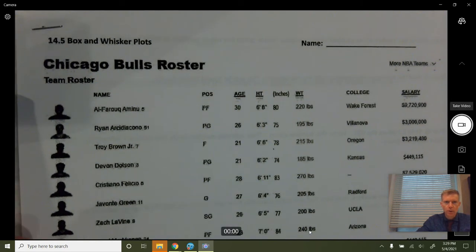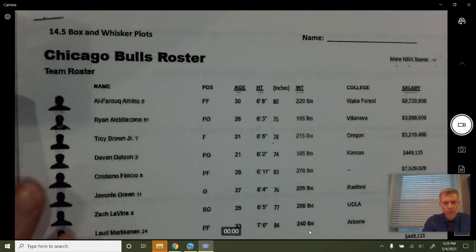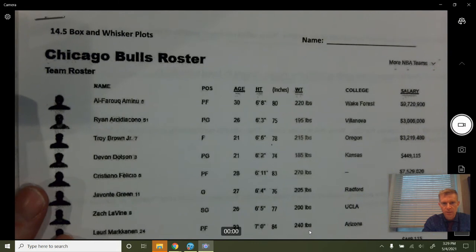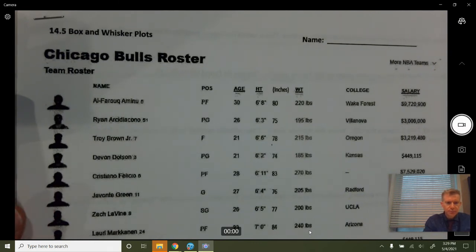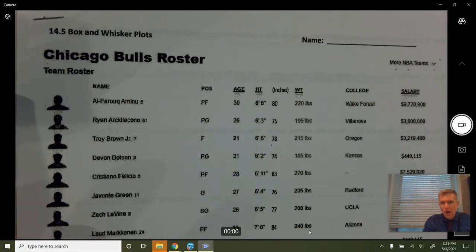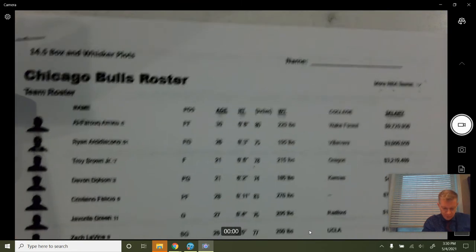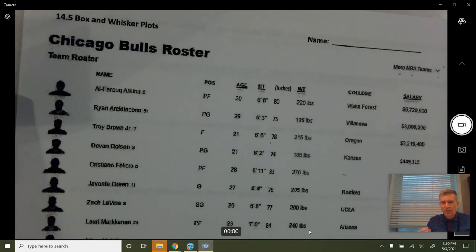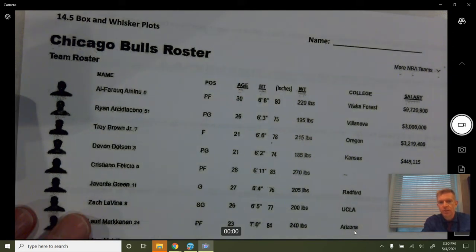Today we're going to work on the Chicago Bulls worksheet. You should have it in front of you, or you can find it on our assignment sheet. There's a link to it. In this video, I'm going to go through the first couple pages with you to give you an idea of, and a reminder of, how to work through all of this.